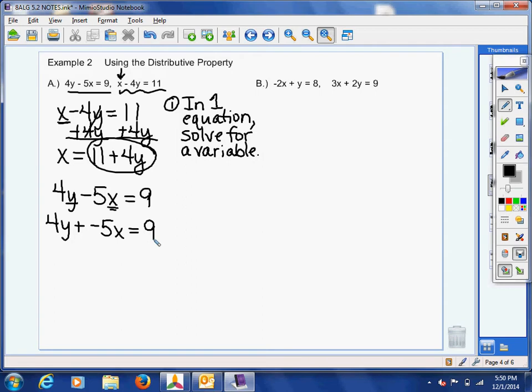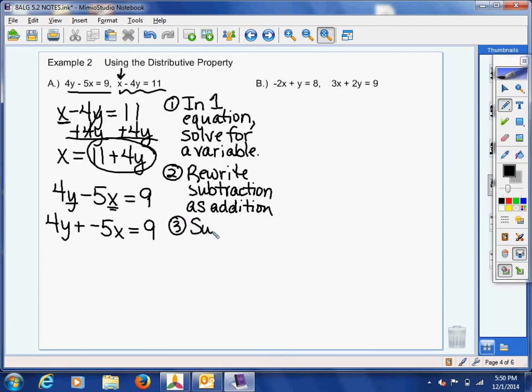Now what you're going to do, I'll write that as a step: rewrite subtraction as addition. That will be fine. And then third step, we're going to substitute. And I'm just going to leave it at that. It's kind of wordy, I think, to write it out.